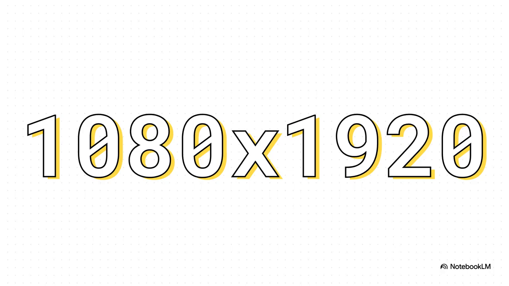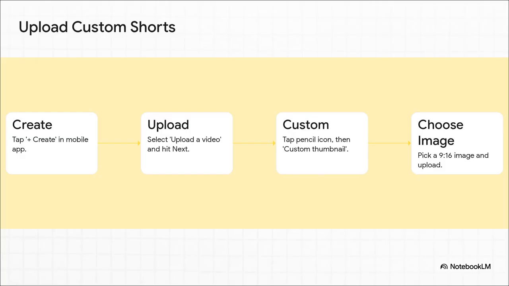If you get lazy and try to just reuse a standard horizontal thumbnail for a vertical short, you're going to get some really awkward cropping or, even worse, those ugly black bars on the top and bottom. And trust me, that instantly signals low effort to anyone scrolling by. The good news is the platforms have made it ridiculously easy to handle this natively, right from your phone.